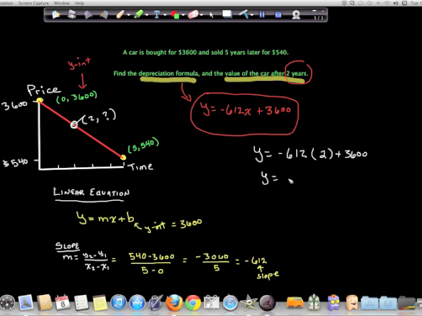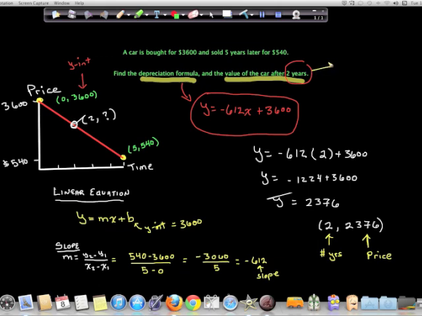Doing the arithmetic, I end up with negative 1224 plus 3,600. So finally, y is going to equal 2,376. So if we were to look at this as a coordinate, the coordinate would be (2, 2,376). And the way that this would correspond to our graph is we could look at the 2, this is the number of years, and the 2,376, this would be the price. So our answer is at the end of 2 years, our car would be worth $2,376.